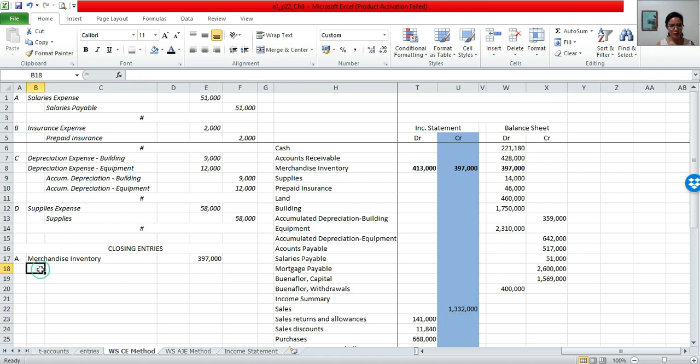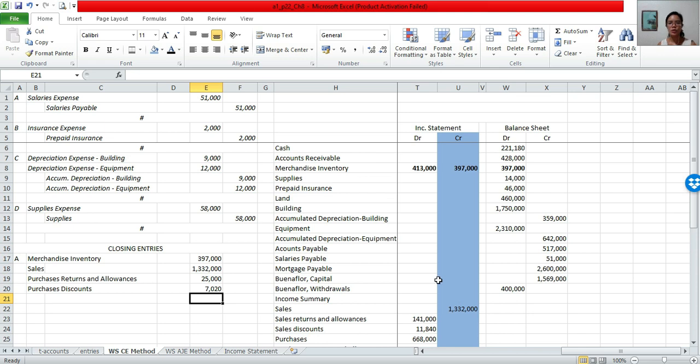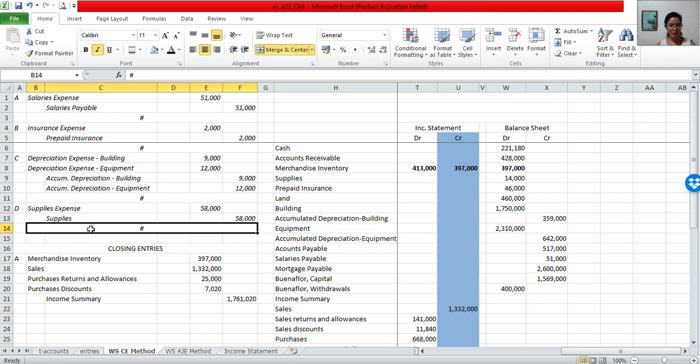And then we also have sales. So we are also going to close sales. Remember, all credits will be debited. So we have 1,232,000. And we will find here as well our purchase returns and allowances. So that's a credit side on our worksheet. So we're going to debit that here. And then of course, our purchase discounts. Okay, here we go. And no other credit accounts under the income statement columns already. And of course, we shan't forget that the partner for this will be income summary. Okay, so we're just going to total all of this. And so that is our first closing entry.